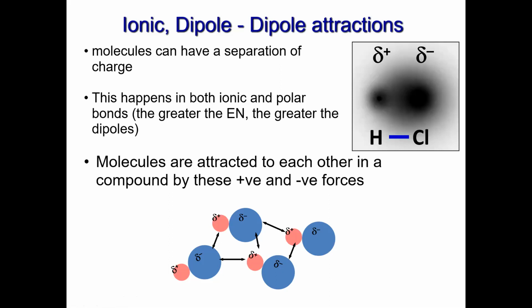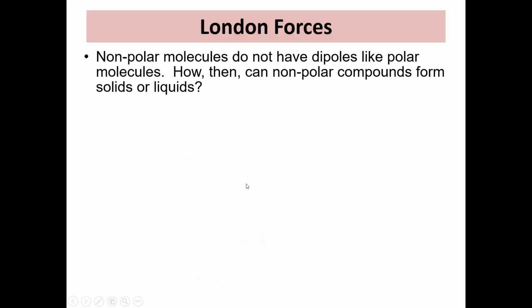So this is another form of a weak intermolecular force, whereby molecules are attracted to each other by the negative and the positive forces. And this occurs in both ionic and polar bonds. So the London forces, now we've said that polar molecules, where you have your negative and your positive ends, can have an interaction, the opposite ends will attract.